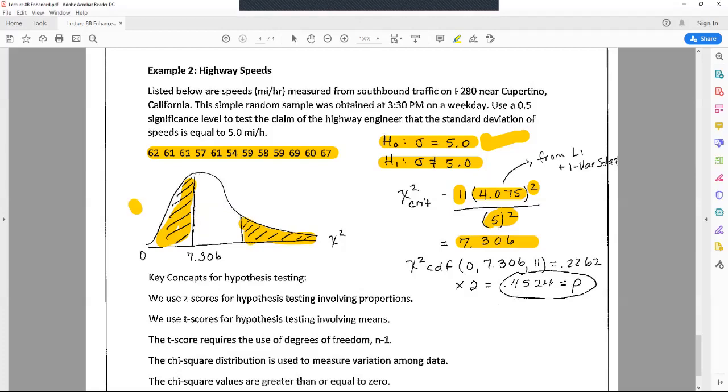If we calculate on the left side, and we go from 0 to 7.306 and put in the degrees of freedom of 11, we get 0.2262. In other words, the area in the left region is 0.2262, but since this is a two-tailed test, we must double that result, and we get a p-value of 0.4524, which is a very large p-value. So what would we do in this case? Well, since the p-value is larger than the alpha level, which is only 5%, right?